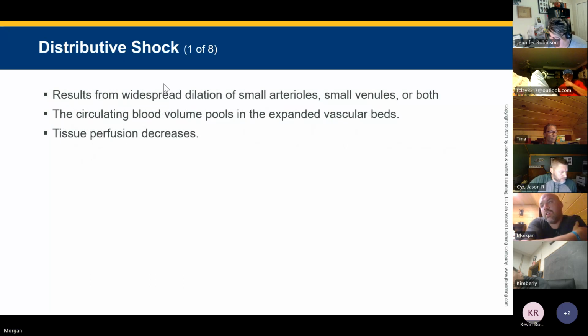Can you guys give me some examples of how a pulmonary embolus would happen? Or what's a common cause of a pulmonary embolus? I'm going to take a wild guess. I'm going to say steering wheels. Okay, so we'll say trauma.